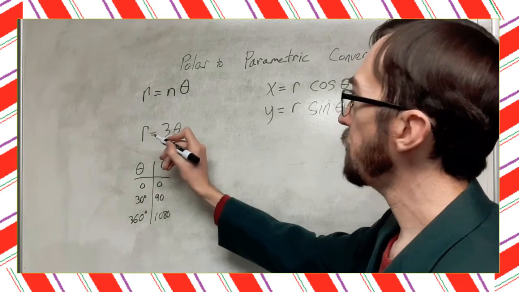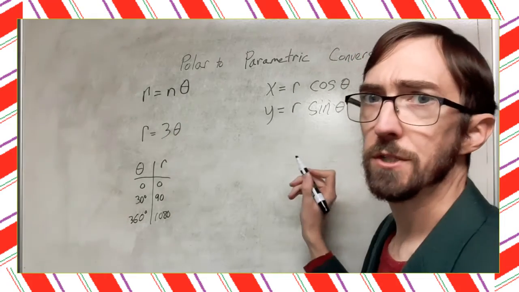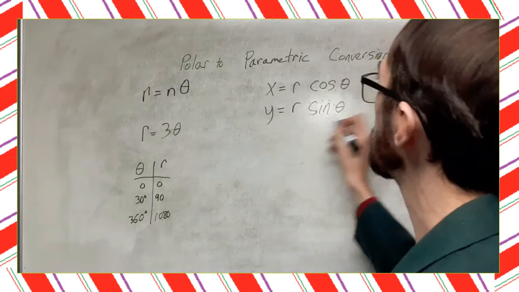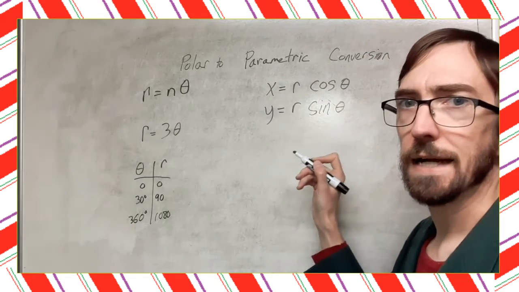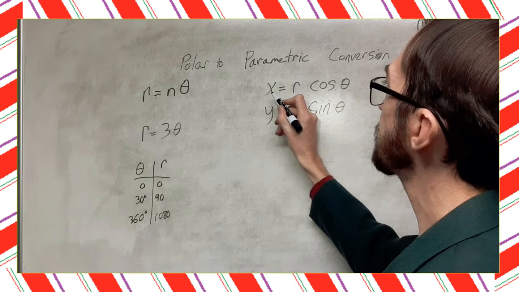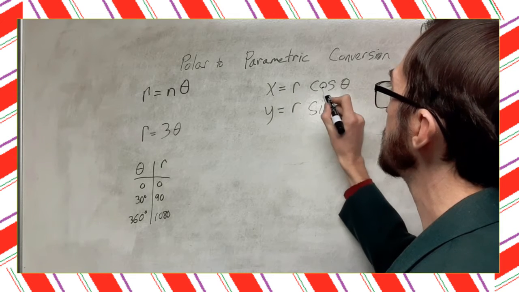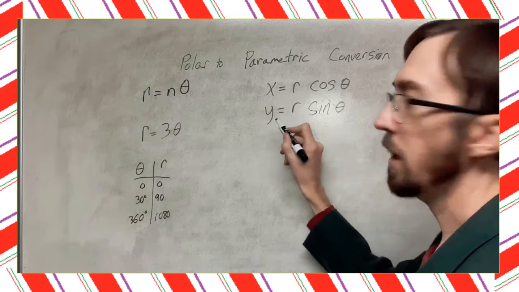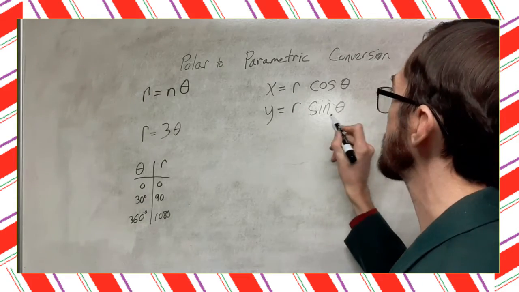To change from our polar to our parametric set of equations, we are going to use this set of equations as our conversion factor. For my x value, I'm going to have the radius times cosine of theta. For my y value, I'm going to have r times the sine of theta.